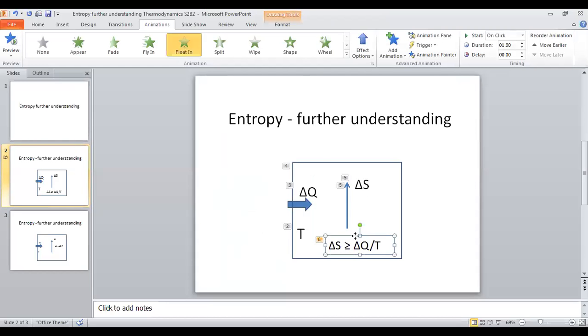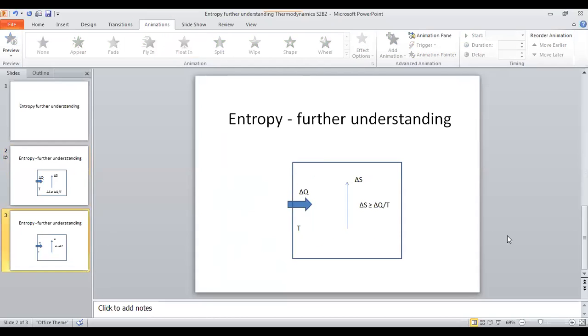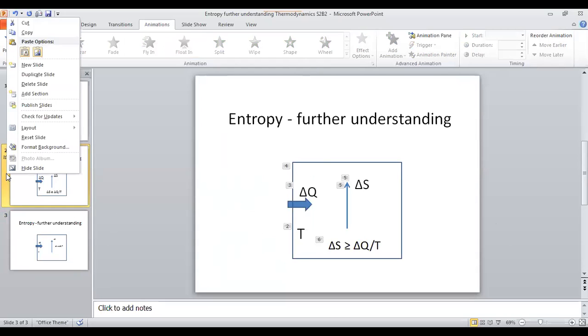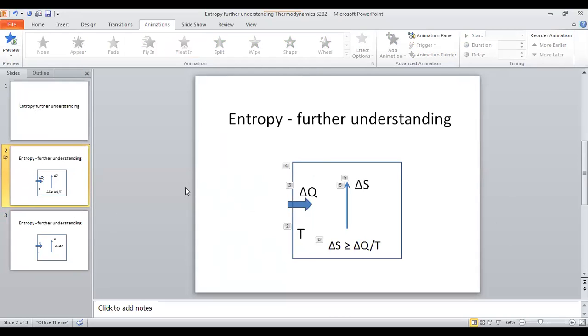Let me take this to the next slide. So delta S is greater than or equal to delta Q by T.